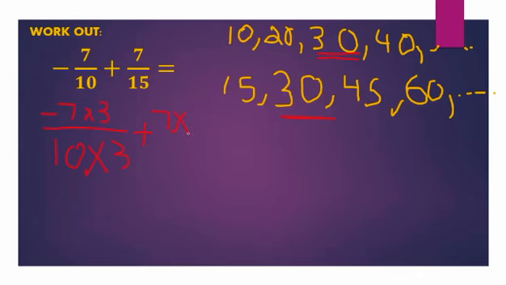So 7 times 2 over 15 times 2. To get the answer, negative 7 times 3 equals negative 21 over 30, plus 7 times 2 equals 14 over 30.